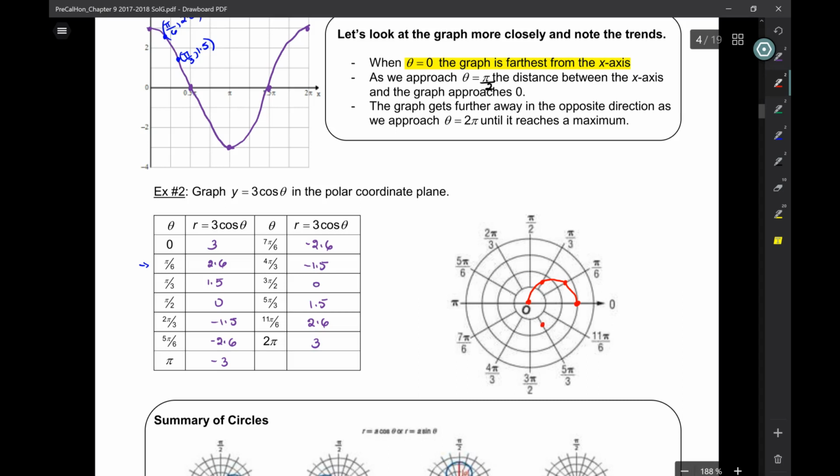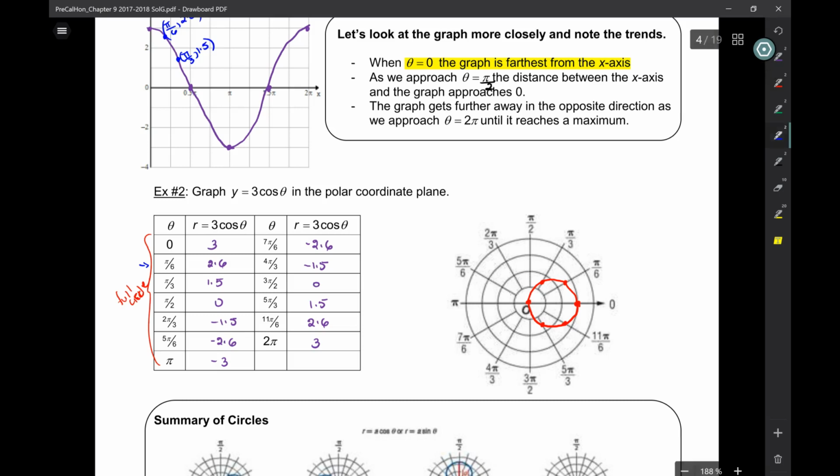At 5 pi over 6, it's not positive 2.6, but negative 2.6. At pi, it's not positive, but negative 3. So I go back here. So look at that. You see that? It went back to its maximum, but in the negative direction this time. Isn't that cool? So first we traversed in the positive, now we traverse in the negative. So from 0 to pi, we made a full circle. Okay, that is a circle. And then after that, what's going to happen?